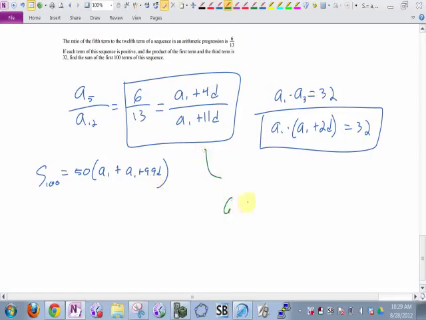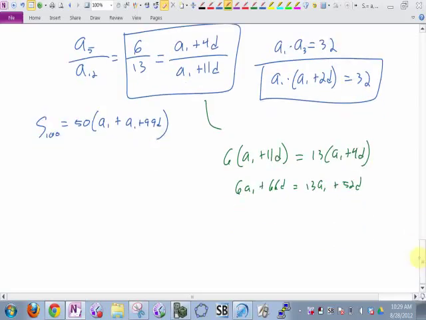So you had 6A1 plus 11D equals 13A1 plus 4D, right? And then did what? Well, multiplied through 6A1. Okay. And then combine it all up. So you get something like this: 14D equals 7A1. So then you did the ratio of A1 to D. So you had 2 equals A1 over D.